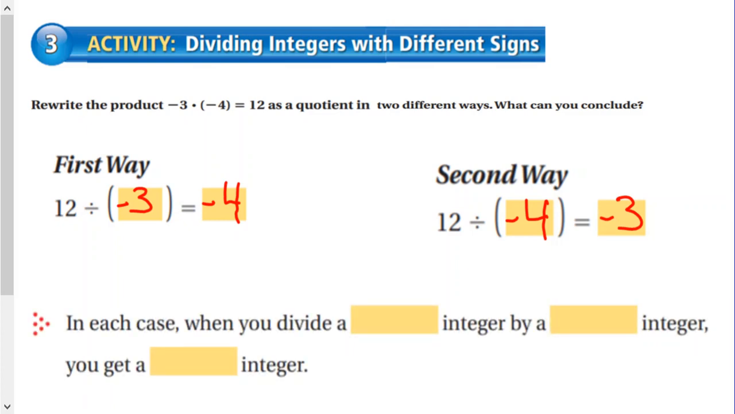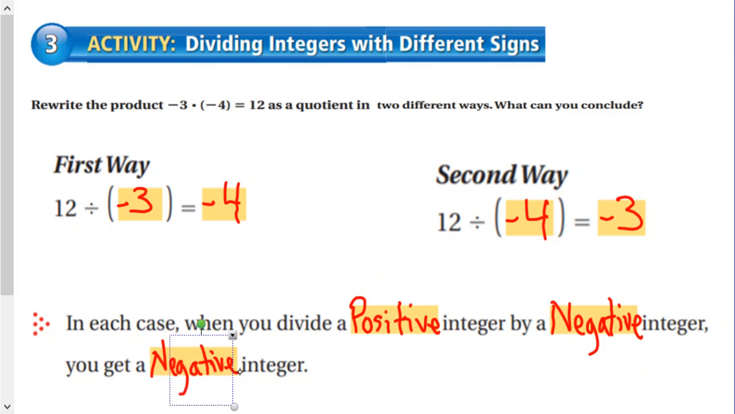After looking at this, in each case, when you divide a positive integer by a negative integer, you get a negative integer. Okay, so that's important. If you divide a positive by a negative, you will get a negative. Go ahead and pause here. Write this example down in your math notebook.